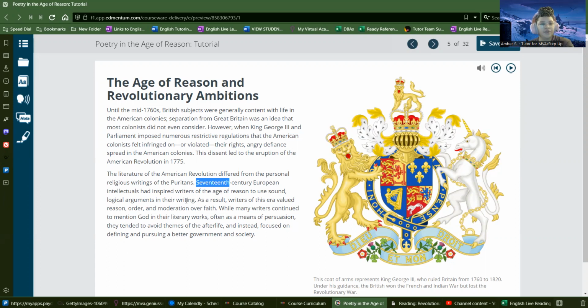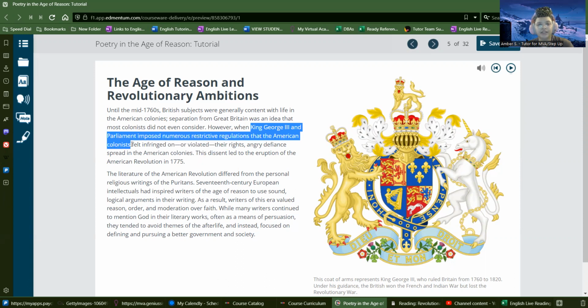Now, on this slide, they go over the background for the Age of Reason. Basically, they talk about how the American Revolution came to happen. They mention King George III and the restrictive rules, laws, and regulations on the American colonists. Because they felt like they weren't being valued for what they were giving Britain in exchange, they asked to be independent, and that led to the American Revolution.